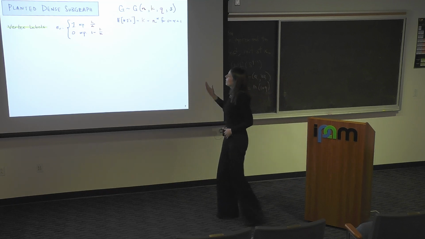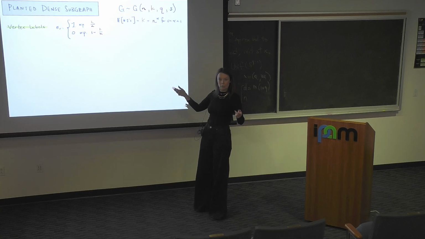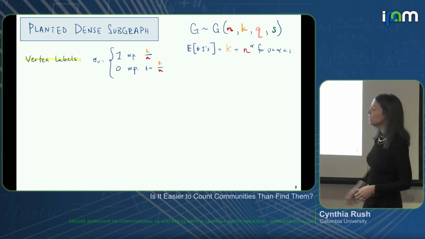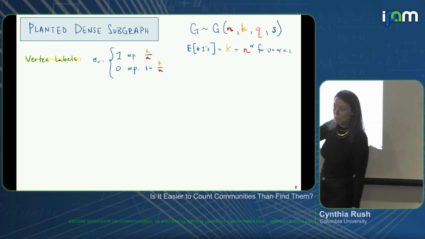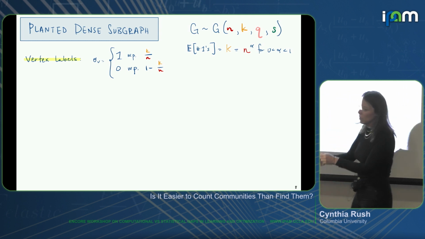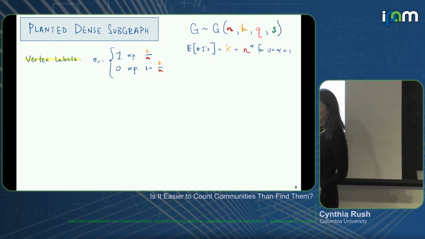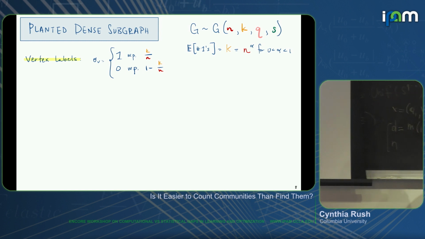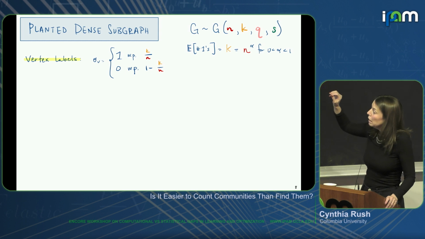So now we're going to have 4 parameters. We still have n and k, where n is my entire graph size and k is the size of my planted structure. And so for just a single planted dense subgraph, the first thing we do is look at all the n possible nodes, and then we flip a k over n coin and determine whether or not they're in the planted structure.